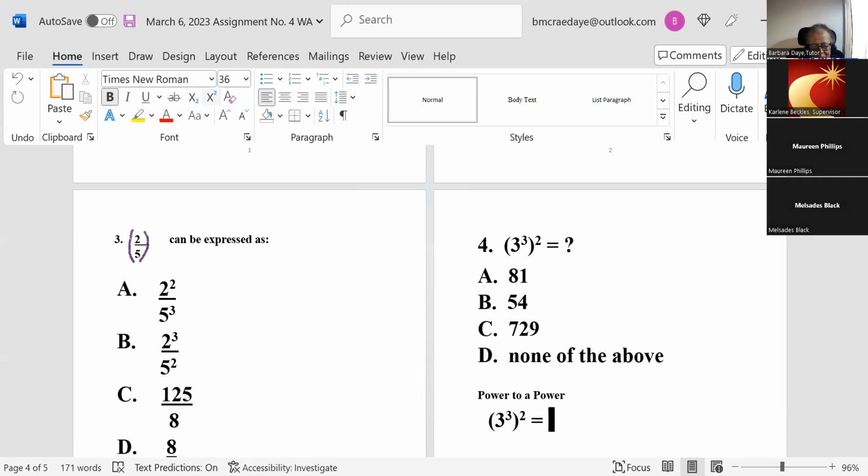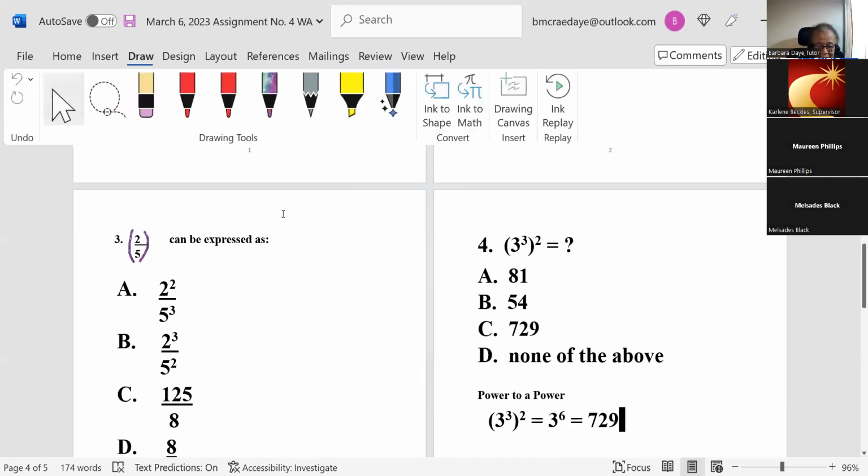3 to the 3rd raised to the 2nd power. That would be 3 to the what? That would be 3 to the 6 power. That's it. That's what I wanted to hear you say. So that would be 3 to the 6th power. All right. And then when you put that in your calculator, you don't have to multiply 3 times itself 6 times. You could really put it in the calculator. And that's equal to what, Mercedes? 729. So your answer is C, right? Yes. Answer C.